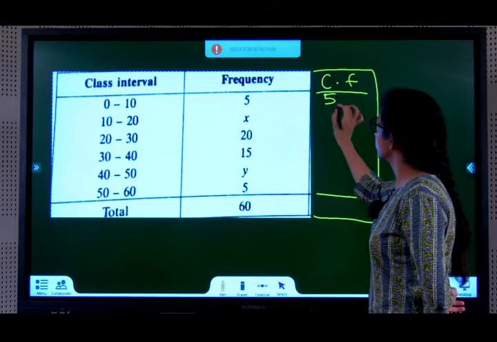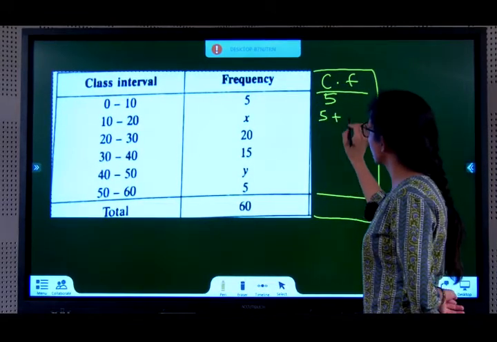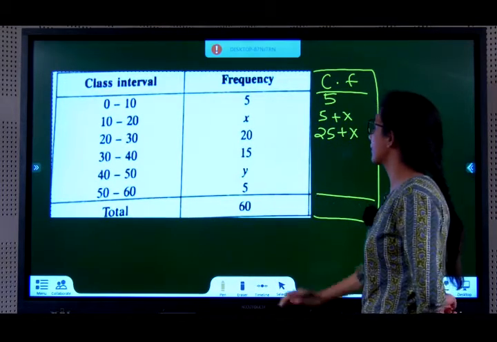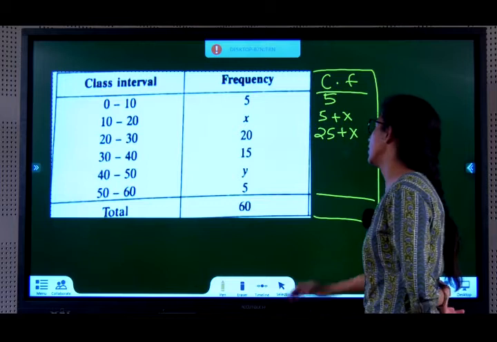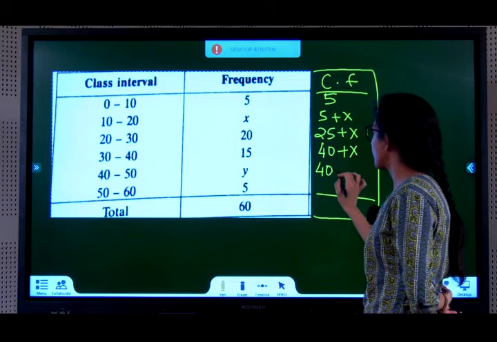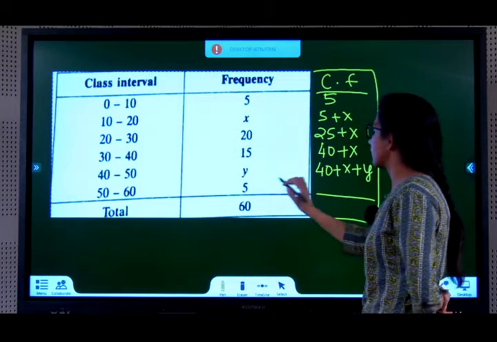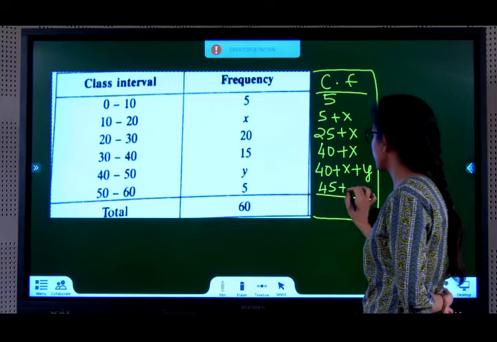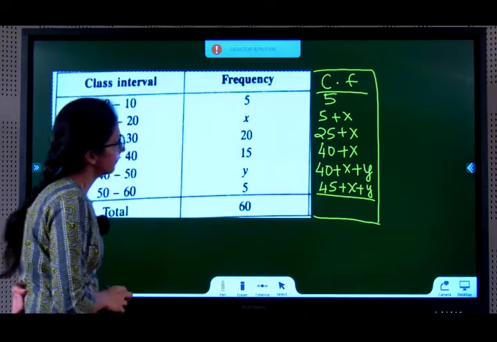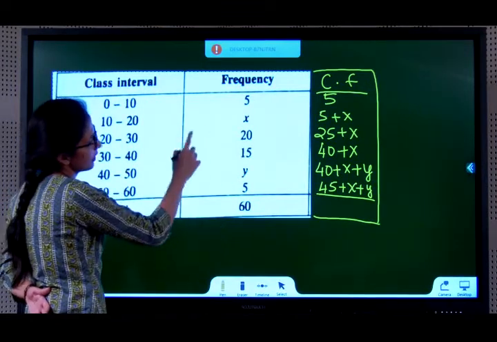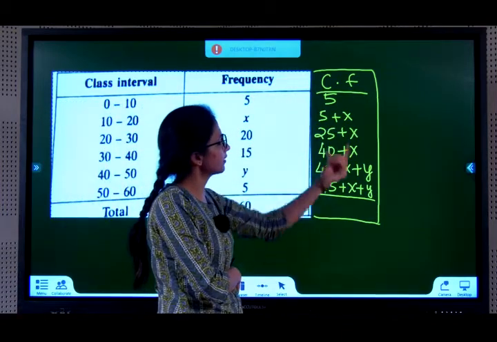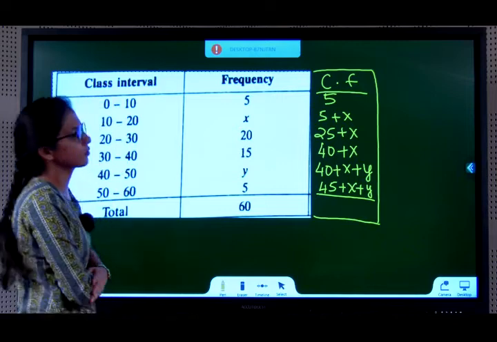5 plus x, to this add 20, 25 plus x, to this 25 add 15, 25 plus 15, 40, 40 plus x, to this add y, 40 plus x plus y, to this add 5, 45 plus x plus y. So in this question, they have given you already summation f is 60, and we know that cumulative frequency over here is this.